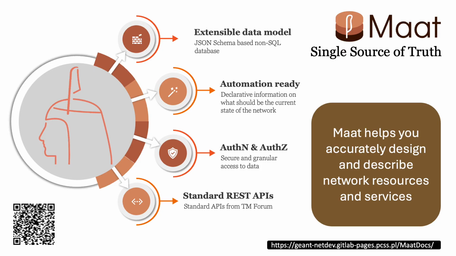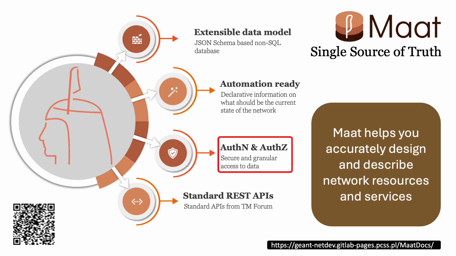Maat is designed to be an extensible, reusable, and automation-ready source of truth for defining and managing your network resources and services. It provides open, standards-based APIs to access a scalable database with an extensible data model and integrated validation. It also comes with a dynamic graphical user interface and a separate notification engine. Additionally, Maat supports granular authentication and authorization, as well as detailed logging, which are available when using additional components. All these features make it an ideal choice for your automation-ready inventory.